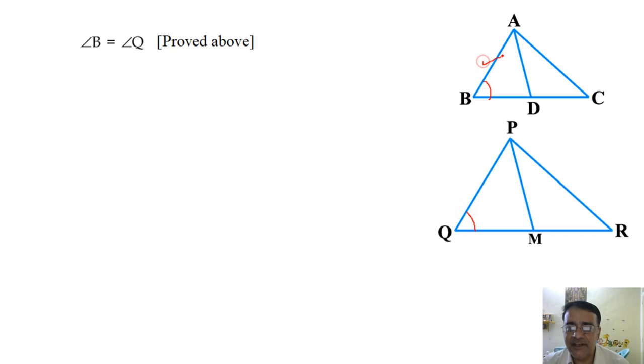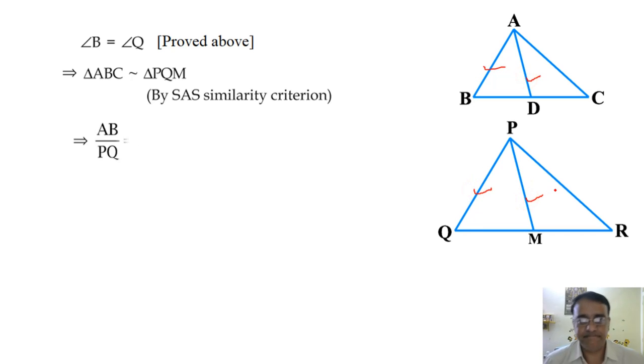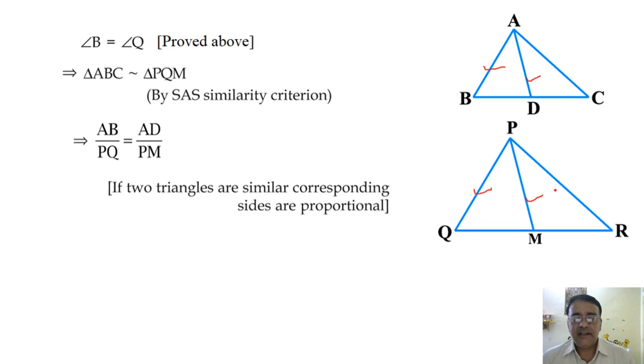And what did we prove? AB upon PQ is equal to BD upon QM. Already proved. So these two triangles are similar. By which criteria? SAS. Right, by SAS criteria. Now if these two triangles are similar, their corresponding sides are proportional. So AB upon PQ is equal to AD upon PM. Any doubt? No, sir.